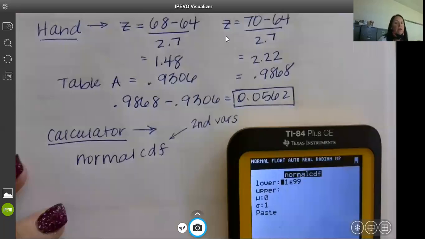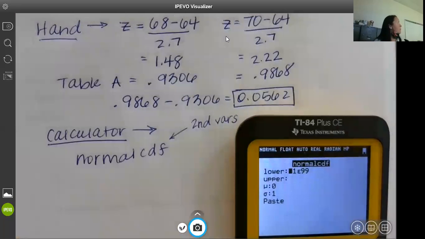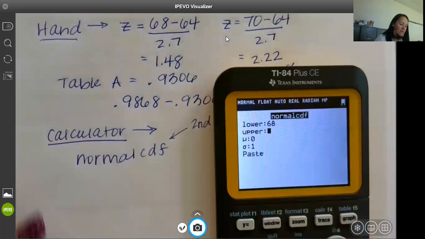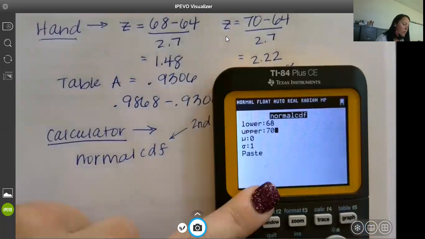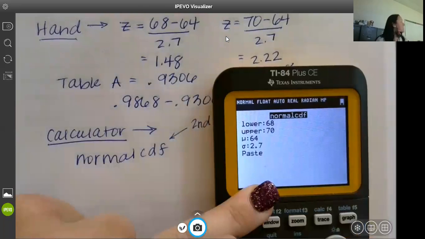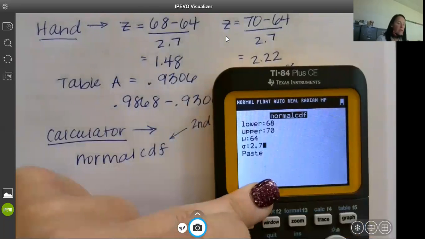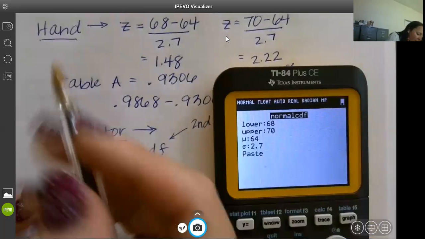It tells us a lower and an upper. Remember, if we don't have a lower and upper, say like we had greater than or less than, we would put ridiculously large or ridiculously small numbers, but we have both of ours this time, right? So what's our lowest height we can get? 68. What's our highest? 70. What's our mean? And then our standard deviation. Remember, we do this so we don't have to do the z-scores or anything like that. So it'll do all that for us. So just make sure that you write that down.